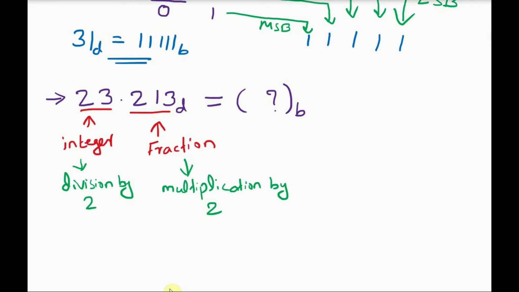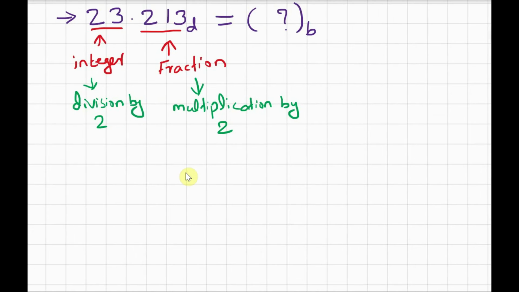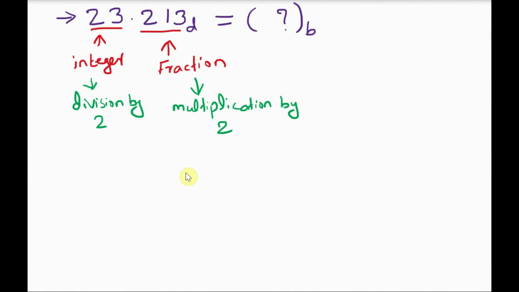So when a decimal number consisting of an integer part and a fractional part is given, in order to convert it to binary, for the integer part we use the division by 2 method and for the fractional part we use the multiplication by 2 method. So we will see how we are going to use it. First we will see the division by 2 method.